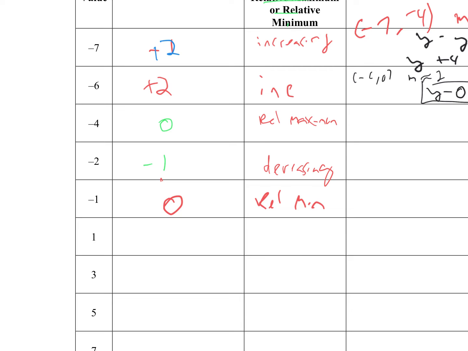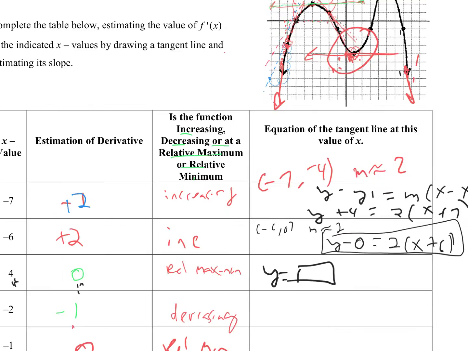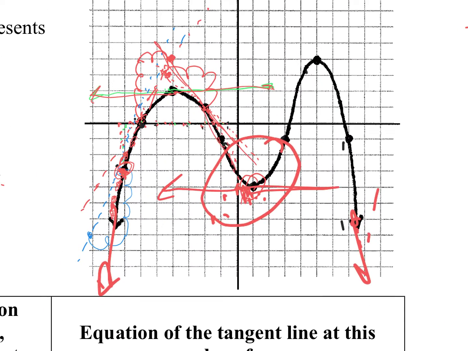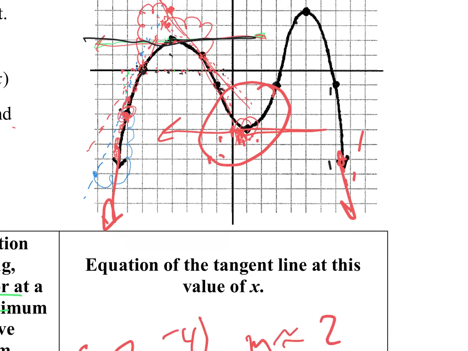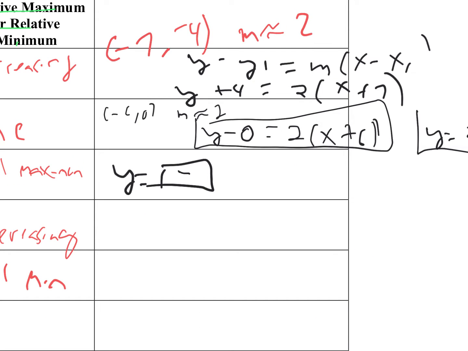All right, now we're going to do, if the slope is 0, horizontal line, don't work too hard. The answer must be just y equals to a number. So what's the y value when x was a -4? The y value looks like a, how high is it? Some of you are just not paying attention. 2. So it's always y equals to 2.